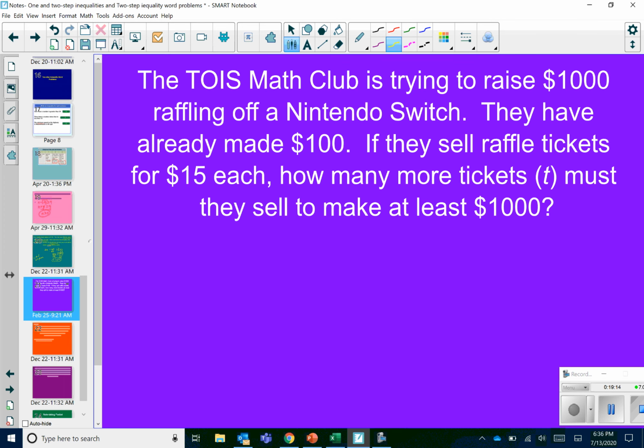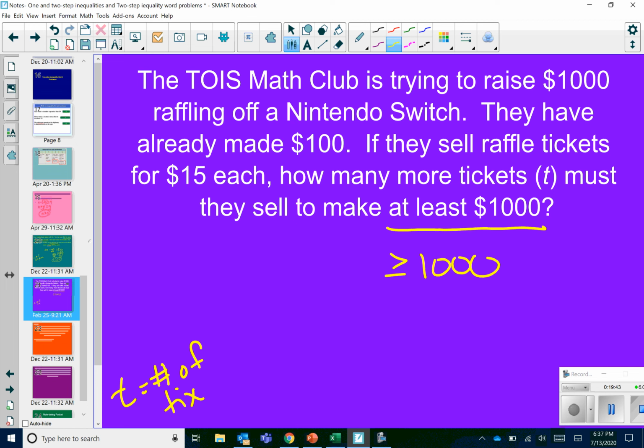Okay, let's try the next one. The math club is trying to raise $1,000 raffling off a Nintendo Switch. They have already made $100. If they sell raffle tickets for $15 each, how many more tickets must they sell to make at least $1,000? There's that "at least" again. So that means we want to make greater than or equal to $1,000. We're trying to find T, the number of tickets.